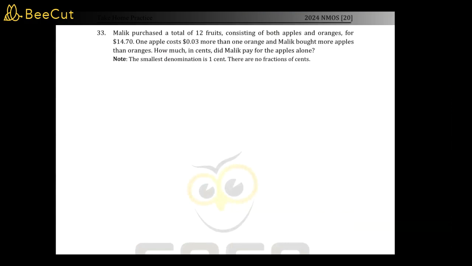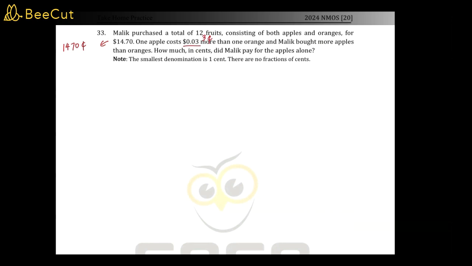So question 33. Total cost is, let's convert it into cents, 1,470 cents. And the apple costs 3 cents more than the orange. Total number is 12 fruits.